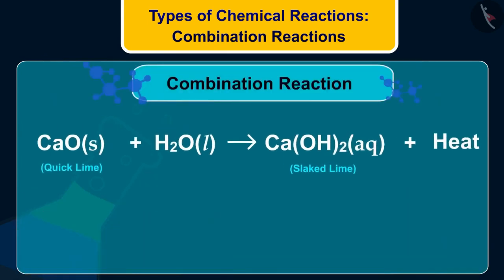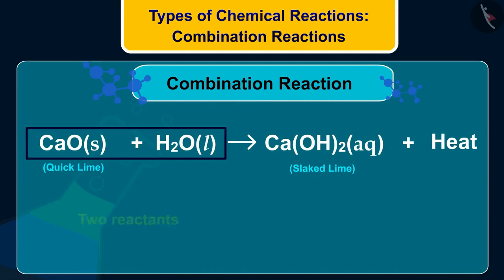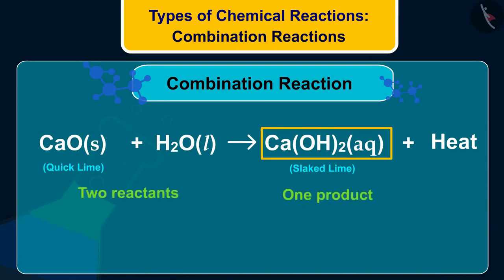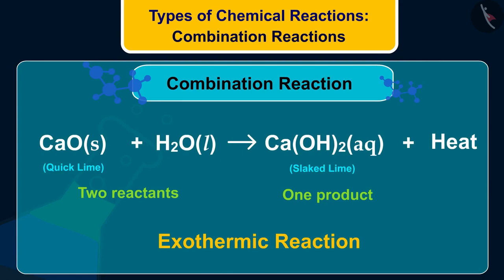Note that in this reaction, calcium oxide and water, H2O, combine to form a product, calcium hydroxide, slaked lime. Two reactants are forming a product together in the reaction. Also, heat is being generated in this reaction. Reactions in which heat is produced along with the formation of the product are called exothermic reactions. We will study them further.